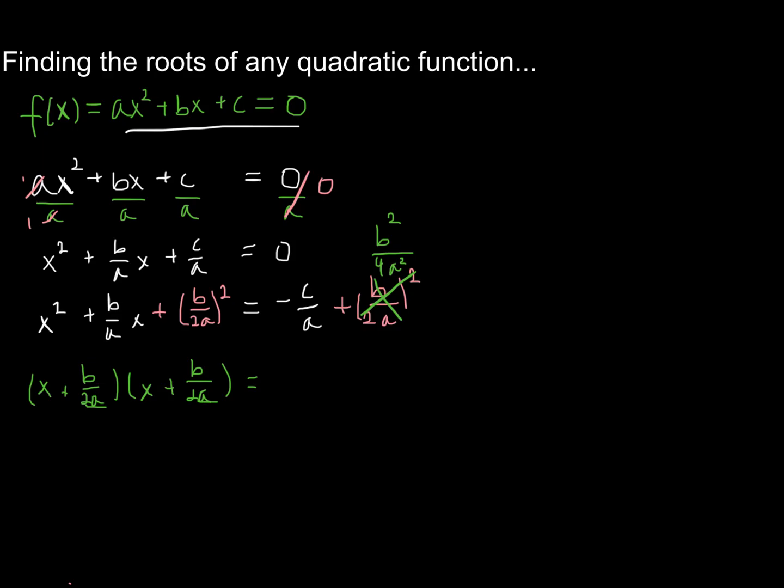And remind yourself, if you want to add two fractions, what do you need to do? Well, you need to get a common denominator. And so I see that I already have an a in the denominator here, and I have an a in the denominator here. I just have 4a squared. So to make the denominators the same, I just have to multiply negative c over a by 4a in the numerator and the denominator, by 4a. And when I do that, what I will end up with is negative 4ac all over 4a squared.